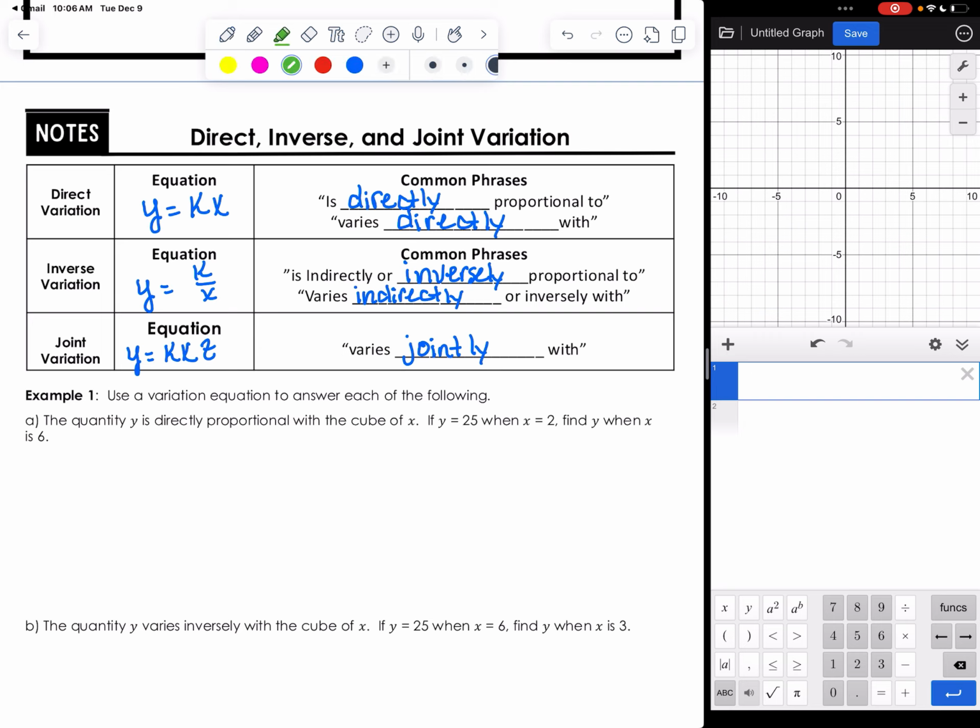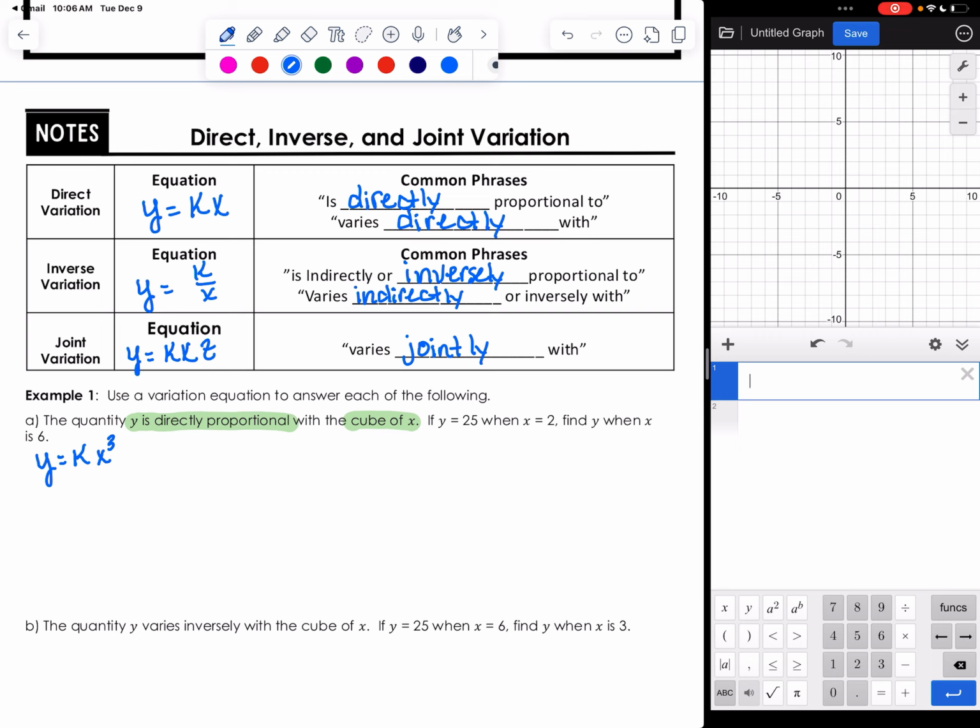So what I want to do is highlight which direct variation equation we're going to use here. So here we have y is directly proportional with the cube of x. So that's the information we're going to use to write our equation. They mentioned the variable y first, so we'll put y equals. Then they said it's directly proportional to, so we'll need a k times something. Now in this case, it's directly proportional to the cube of x. So that would be x cubed. So there's our general equation.